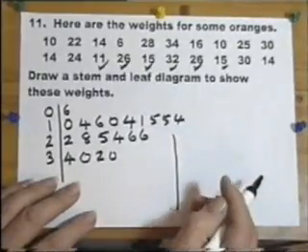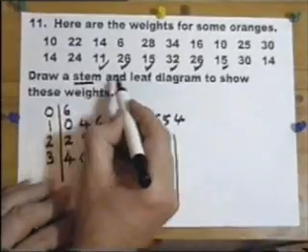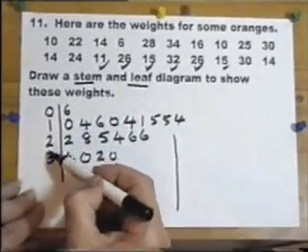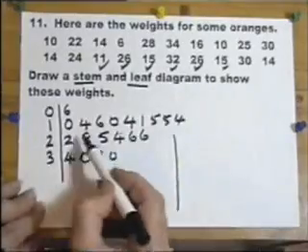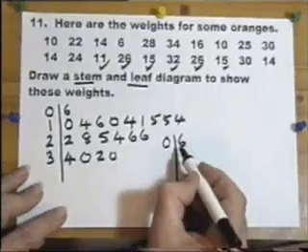You should put a stem and leaf diagram. By the way, why is it called stem and leaf? This is thought of as the stem and these are thought of as the leaves coming off. You should rearrange them so they're in order.